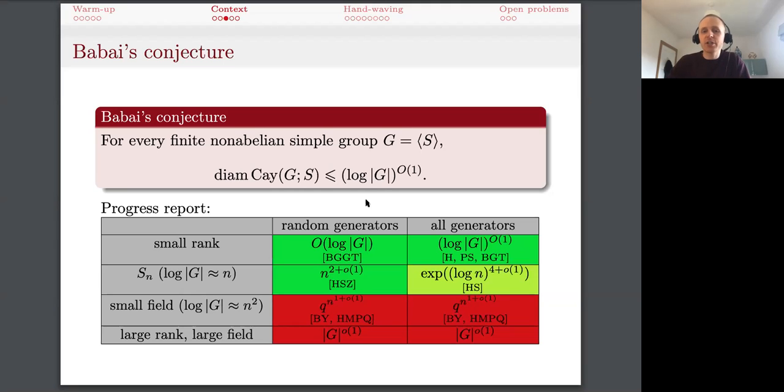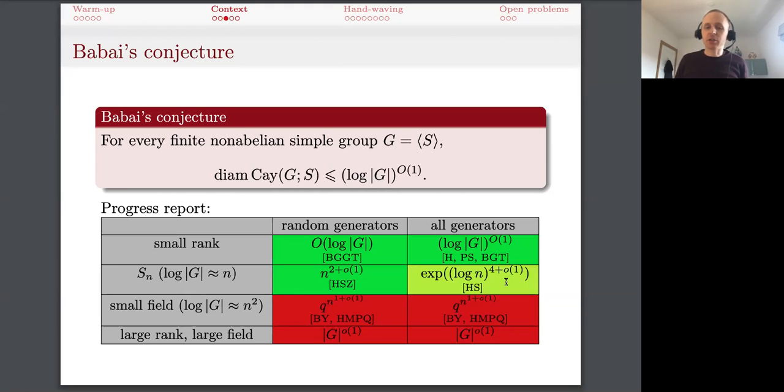And in the case of arbitrary generators for the symmetric group, there was later work by Helfgott and Seress, which showed that the diameter, okay, maybe we don't know that it's necessarily polynomial, but we know it's quasi-polynomial, so exponential in a power of log. So I've made that light green on this diagram in the sense that we almost know Babai's conjecture is true in that case, but we don't quite know it's true.